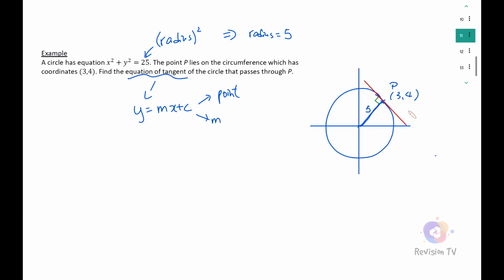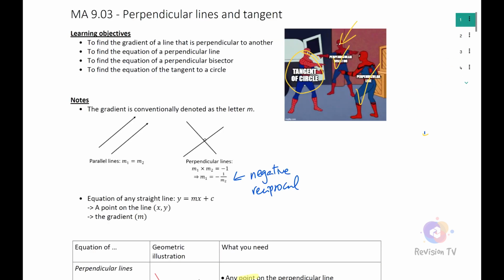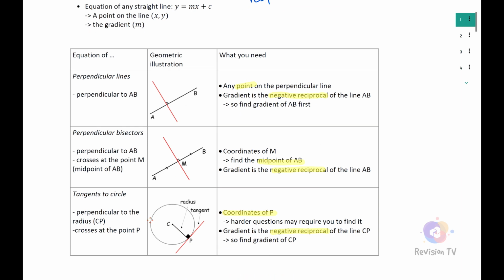What do we need? A point and a gradient. Have we got a point? Yes, we do. We've got (3, 4) because the point P is on the line. But what about the gradient? To work out the gradient, look at the notes again. How do we work out the gradient of the tangent? We are going to work out the gradient of the line CP, which is the radius, and then take the negative reciprocal.